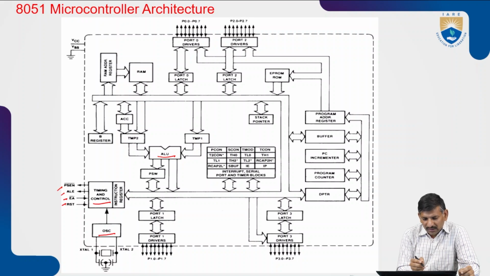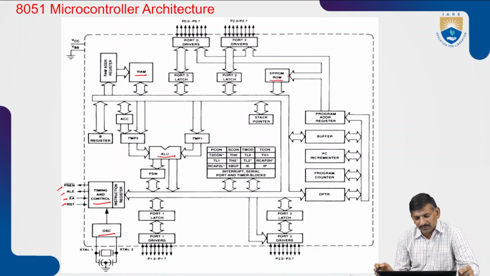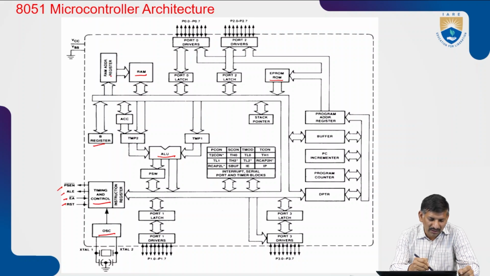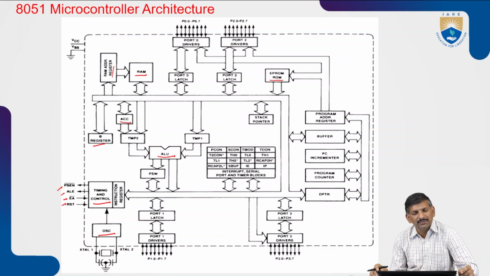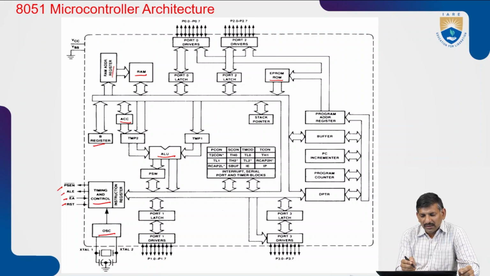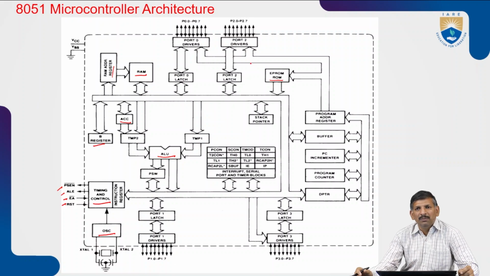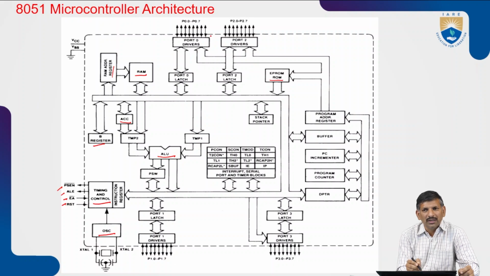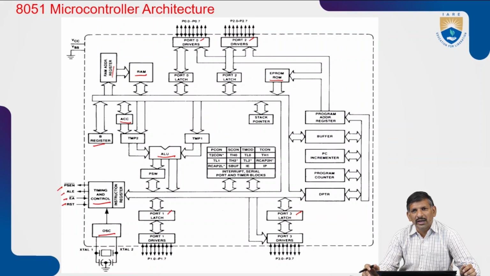Next, it contains 128 bytes of on-chip RAM, 4 kilobytes of EEPROM or EPROM here. And for special function registers, it contains 128 bytes. It also contains the RAM address register here. It is the accumulator, ACC. All these are processing and memory devices. Next, it contains 32 general purpose input and output lines. Here the 32 lines are divided into 4 ports: port 0, port 1, port 2, port 3. These 32 IO lines are divided into 4 IO ports.